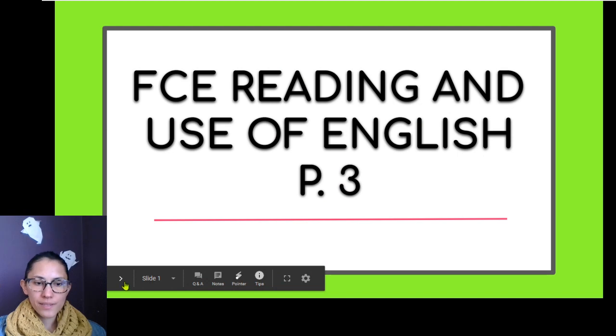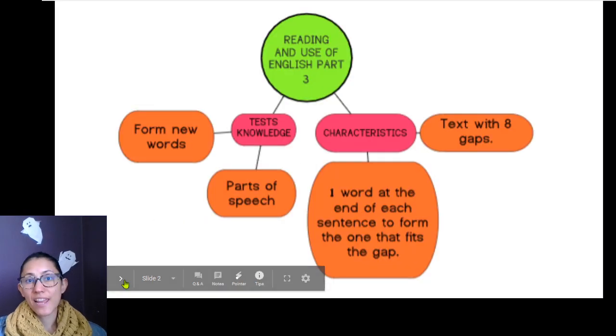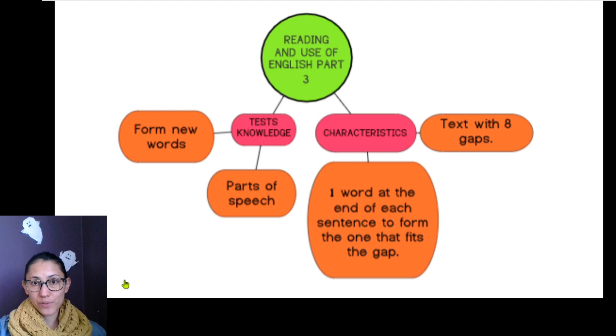So what you need to know about this test is that you have a text with 8 gaps, okay? Where you find a gap, at the end of that line you're going to find one word, and you need to use it to form a new word to fill that gap. For example, at the end of the line you have "happy". So you need to use that word to create the word that fits there. That may be happiness, unhappiness, or even unhappy. Any of those options could fill that gap.